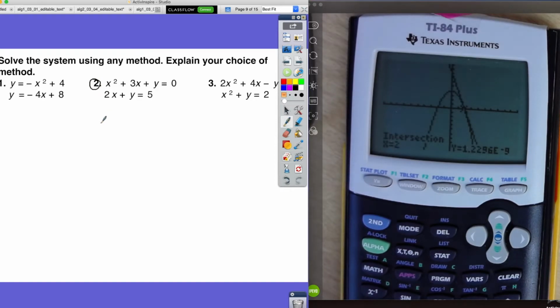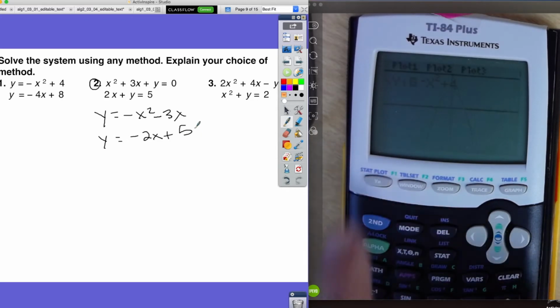The y isn't isolated, so let's isolate it. So y equals negative x squared minus 3x. Good. Now what about the second one? Y equals negative 2x plus 5. Perfect. Okay, let's plug this into our calculator.